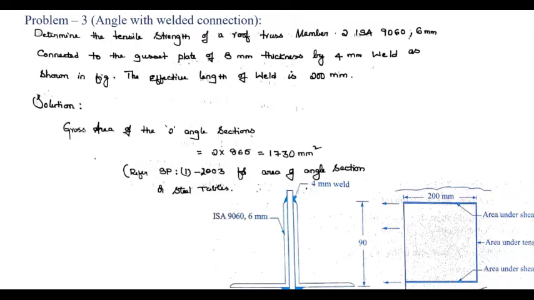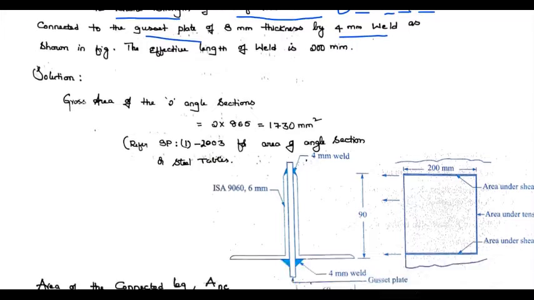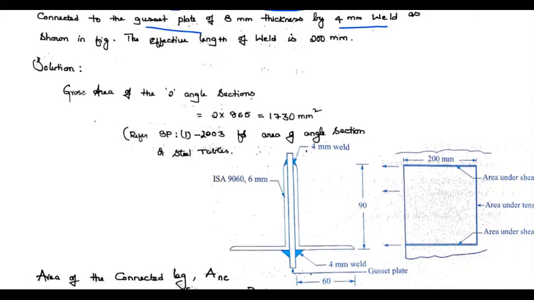So in this video we are going to solve one more problem on the calculation of tensile strength of a roof truss member. In the roof truss, a member is being used as a tension member, and that is ISA 9060 6 mm thick. Of course, there are two such angle sections being attached back to back, and they are being used as a single tension member. They are welded by a weld connection to the gusset plate as shown in the below figure. And 4 mm weld is used to connect these angle sections with the gusset plate.